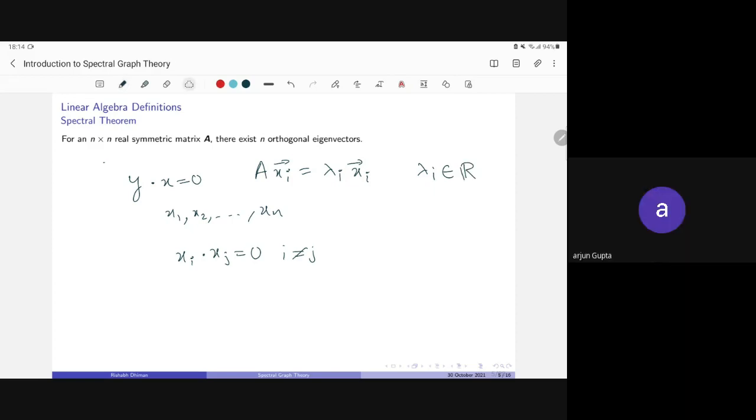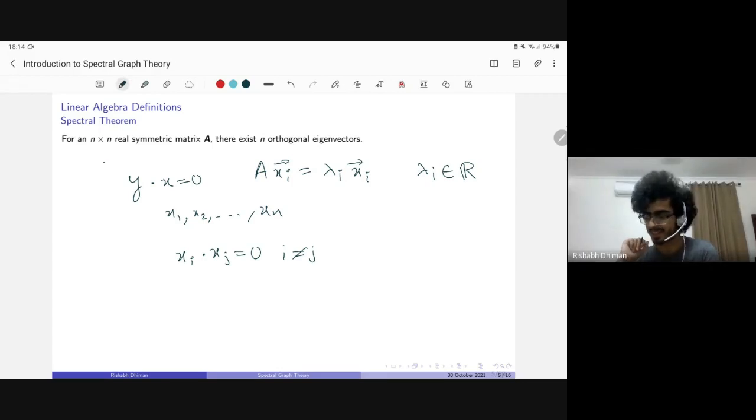But why is the xi unique? Like, xi might not have two unique values. Exactly, xi is not really unique. But whatever way you choose these xi's, this orthogonal result will always be true. And you will get lambda i eigenvalues, not necessarily distinct.